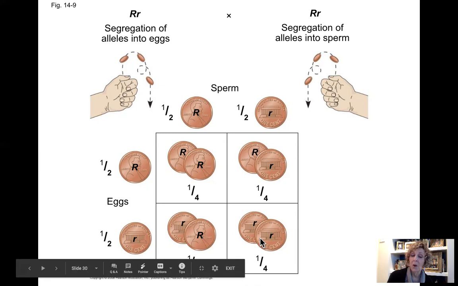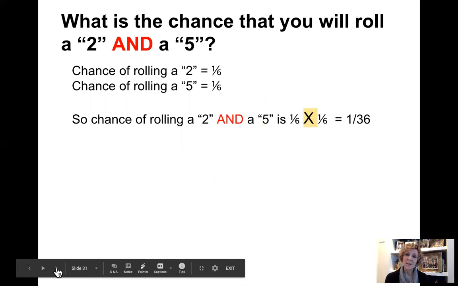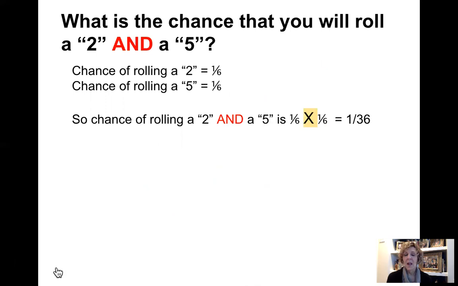So what is the chance that you will roll a 2 and a 5? Okay, so "and" is your cue to use the multiplication rule. All right, that's my little tip for you.